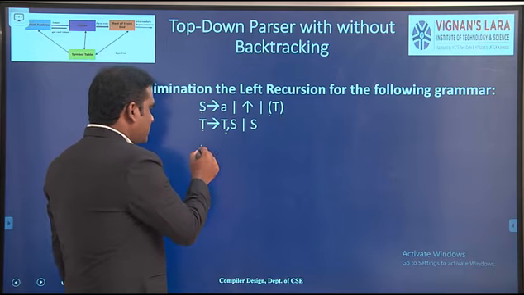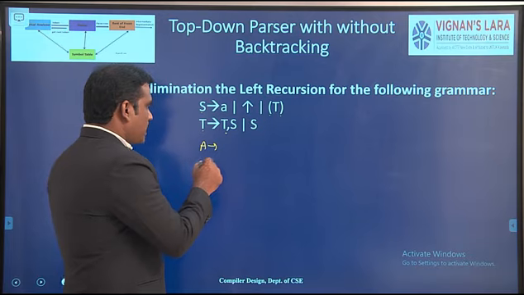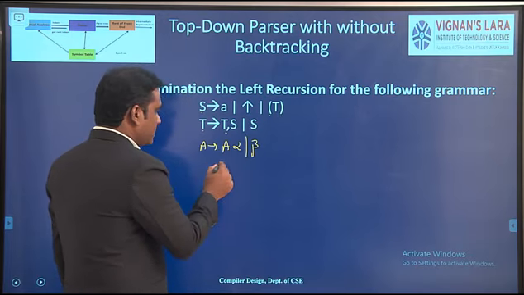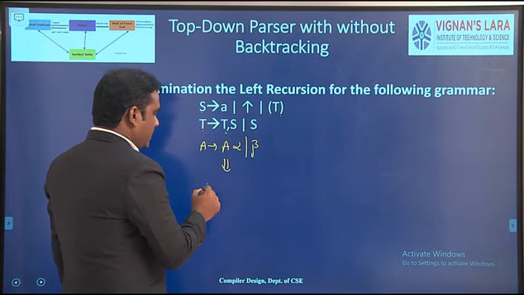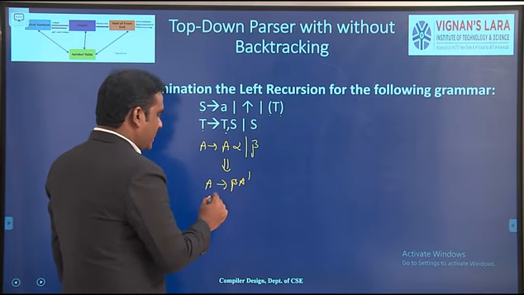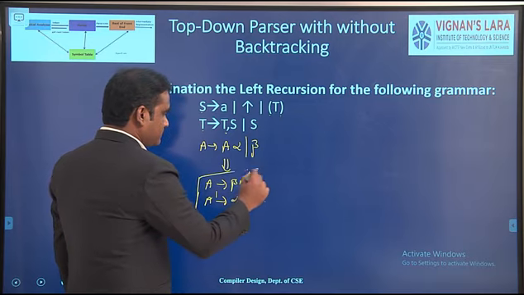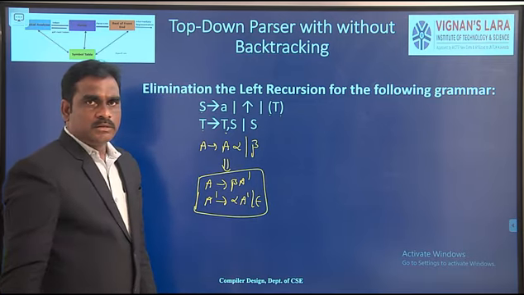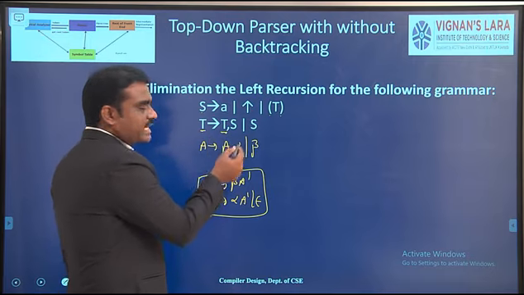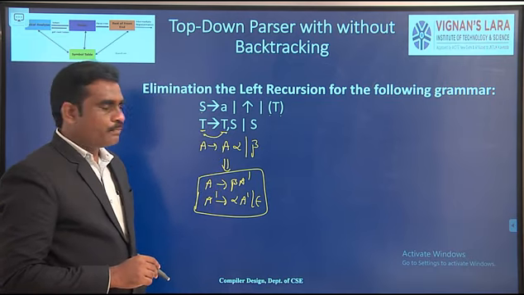So first, check whether the given grammar is in left recursion or not. So what is meant by left recursion? A → Aα | β. The solution is A → βA', and then A' → αA' | epsilon. So the main point of left recursion is that the first symbol on the right hand side should be the same as the symbol on the left hand side.